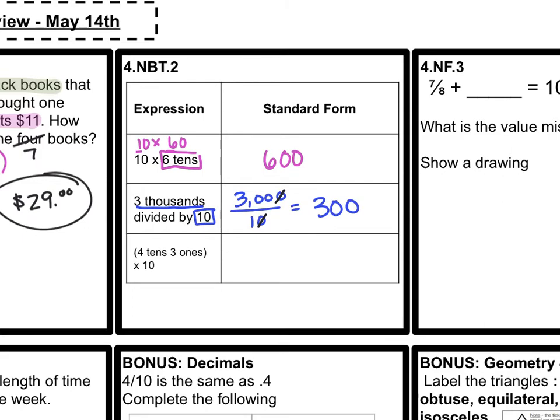Okay. The last one is going to be 4 tens and 3 ones, which is going to be 43 times 10. So 43 times 10, 43 times 1 is 43, with 1 zero at the end is going to be 430. And that's it.